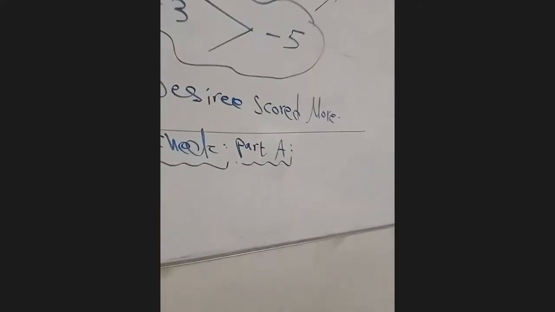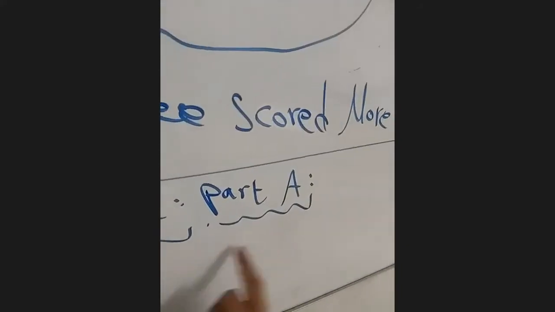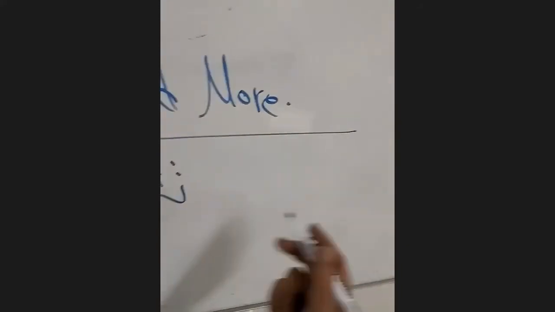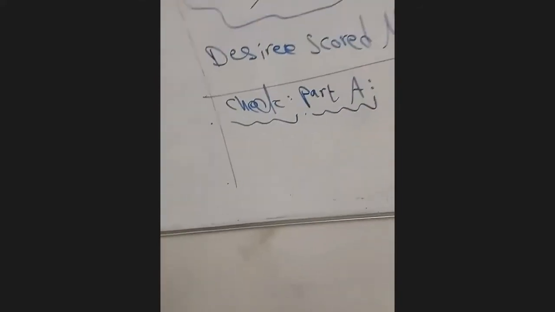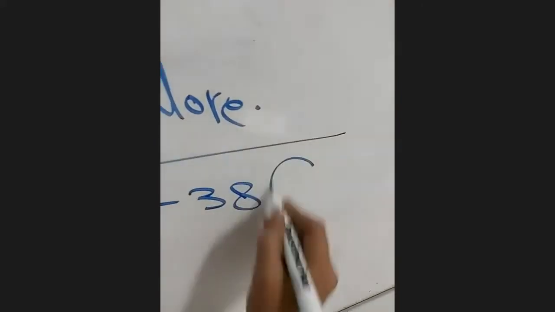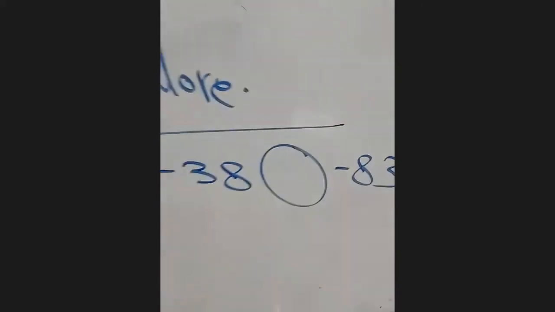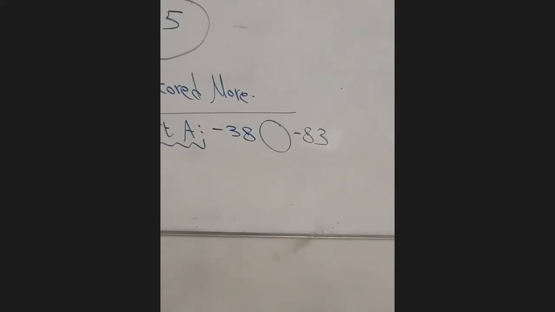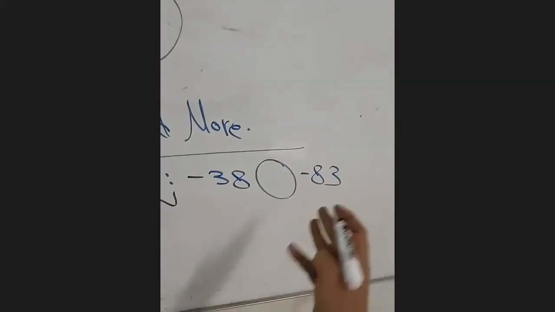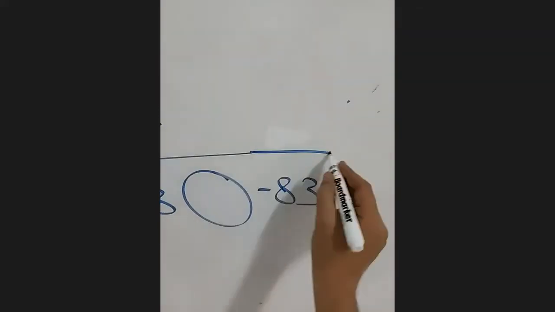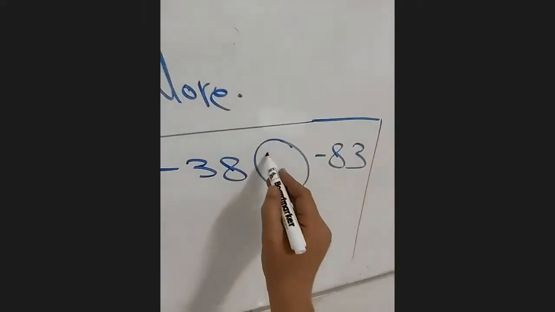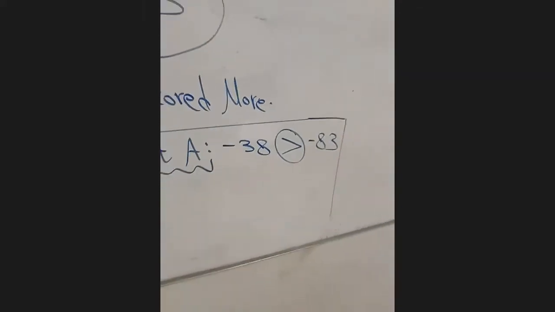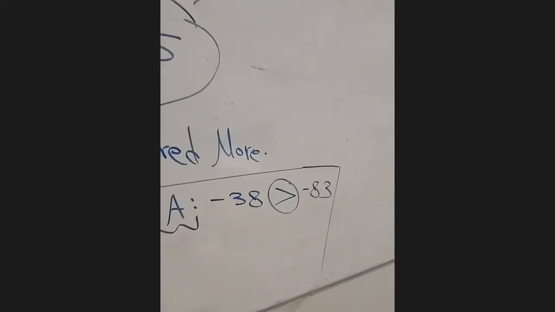Now, inequality, guys, means we need to write the numbers and compare between them. We have two numbers here, negative 38 and negative 83. Can you tell me, Muhammad, which one is bigger, negative 38 or negative 83? Negative 38 is bigger. It's closer to the sea level.